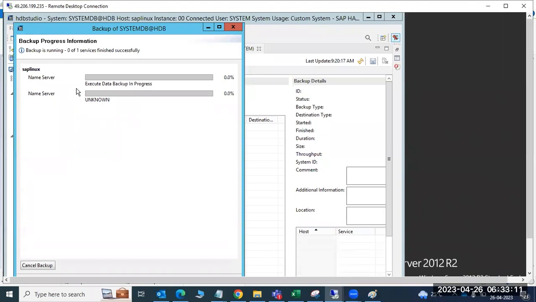System database means, who is the master in system DB? Name server is the master. That's why it's taking the backup of the name server. System DB is the master, right? That is the reason it's taking the backup. Manually, I'm just taking the backup here. See here, the backup is getting completed.